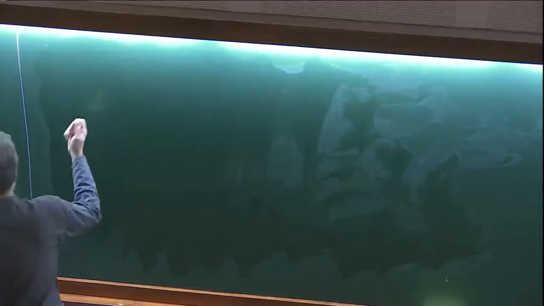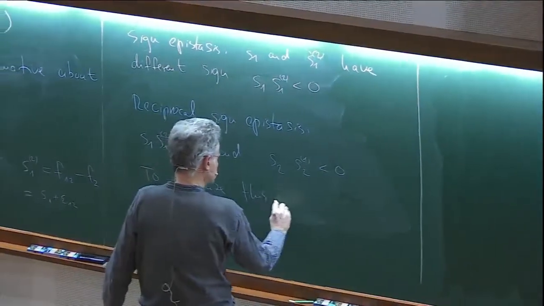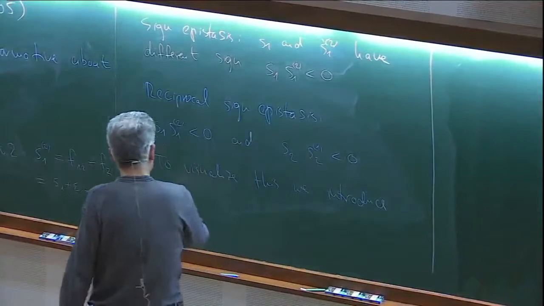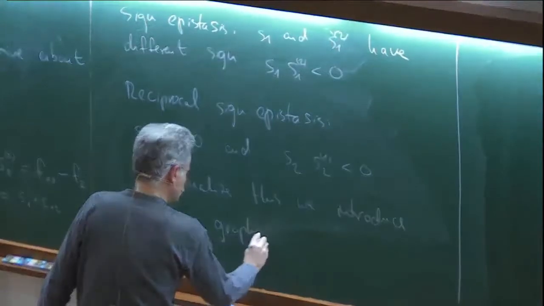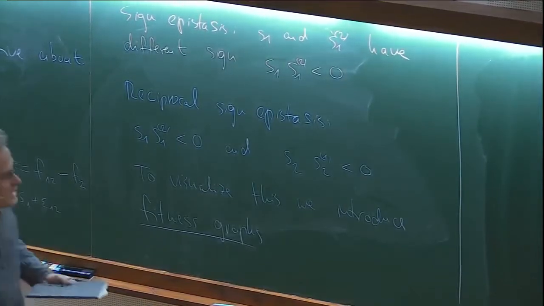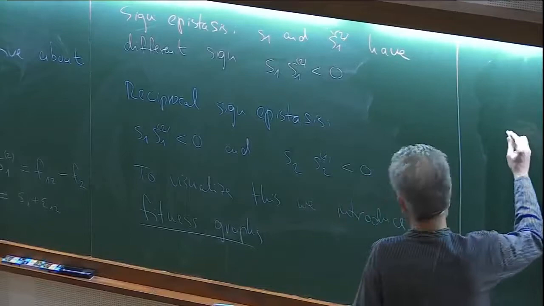Okay, so let me write it maybe here. So to visualize this, this is one way of representing fitness landscapes for many loci. As you'll see, it doesn't contain all the information, so it's not exhaustive, but it contains the information that is relevant for the present discussion. So let me explain to you what that means.